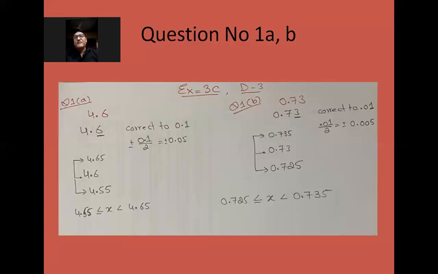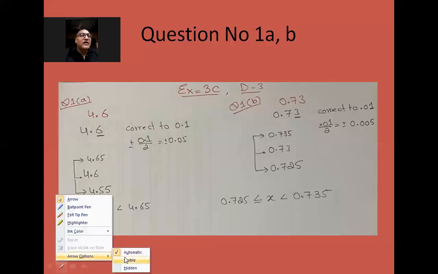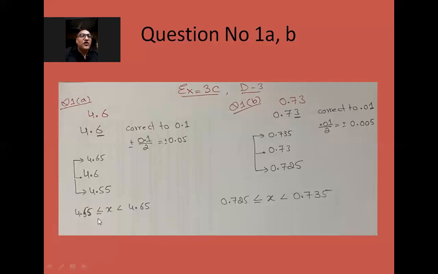In the form of an inequality, I can write, if x is that number, x is greater than or equal to 4.55, the lower bound, and x is less than 4.65. So this is how you write that inequality. That was question number 1, part A.